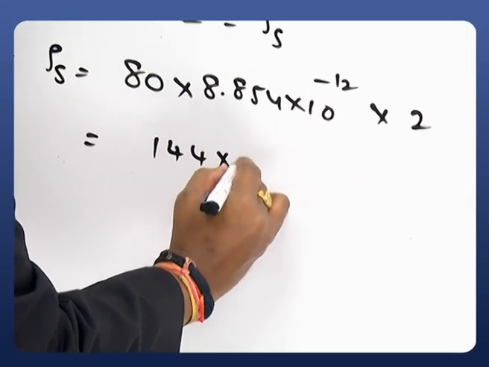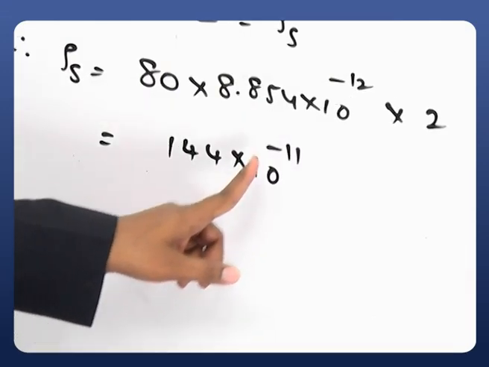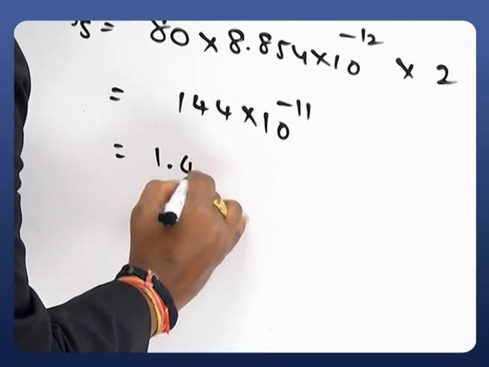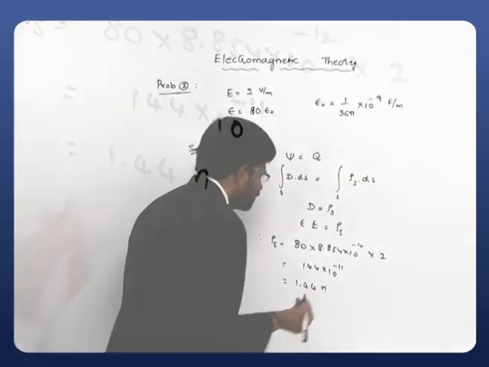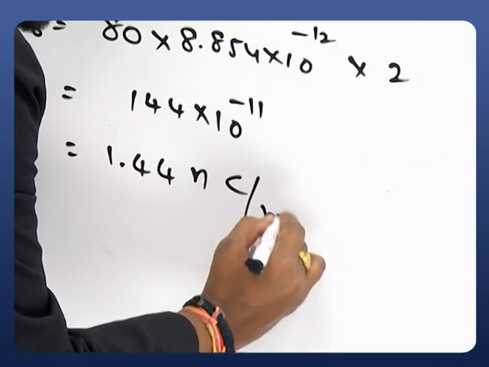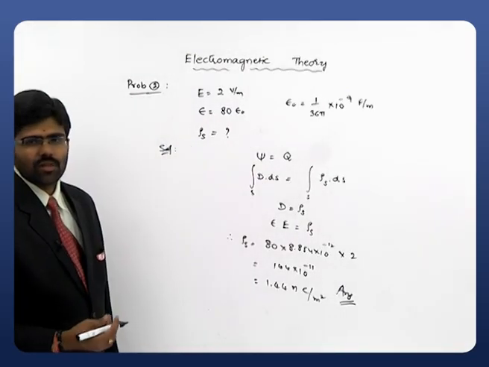So approximately we can write the answer like this: 144 into 10 power minus 11. So rho s is equal to 144 into 10 power minus 11. If you rearrange this, it is 1.44 into 10 power minus 9, 1.44 nano coulomb per meter square. This is our answer. It's nothing complex in this particular problem.